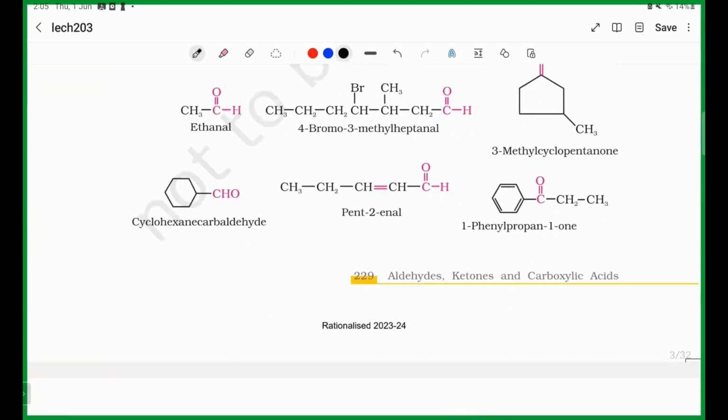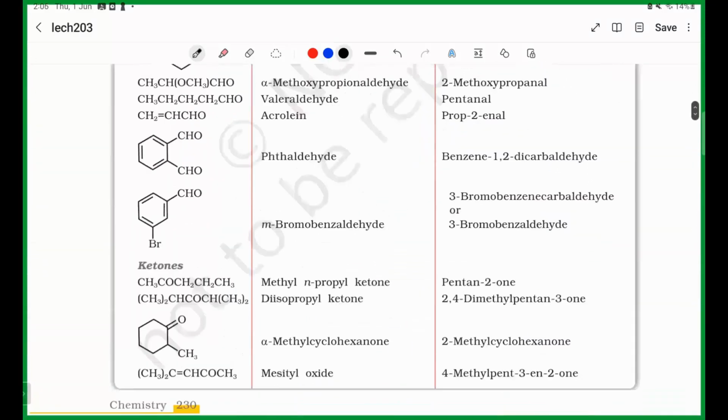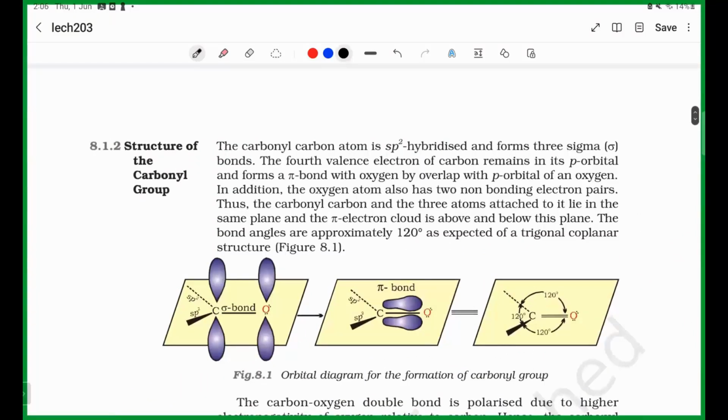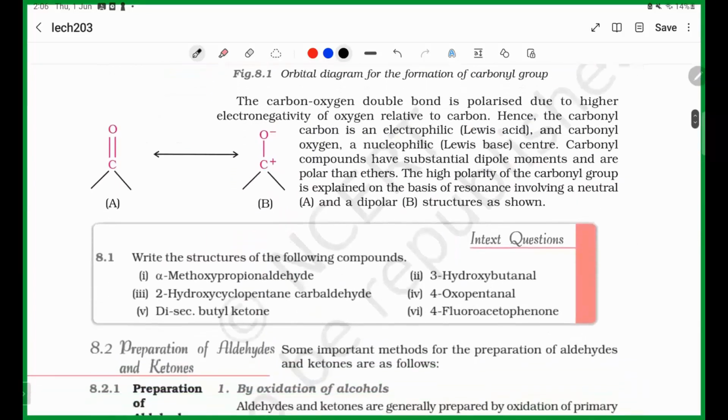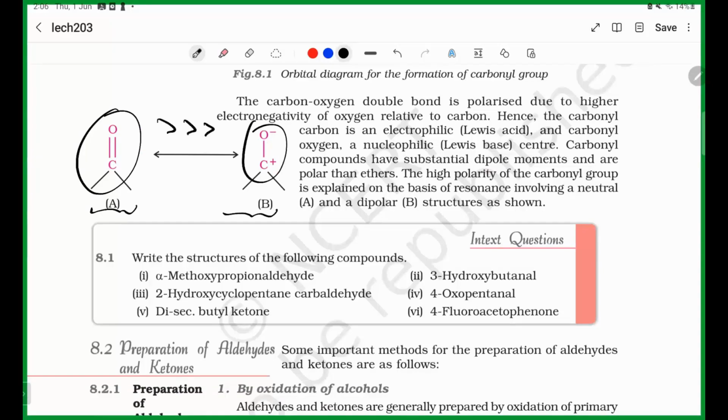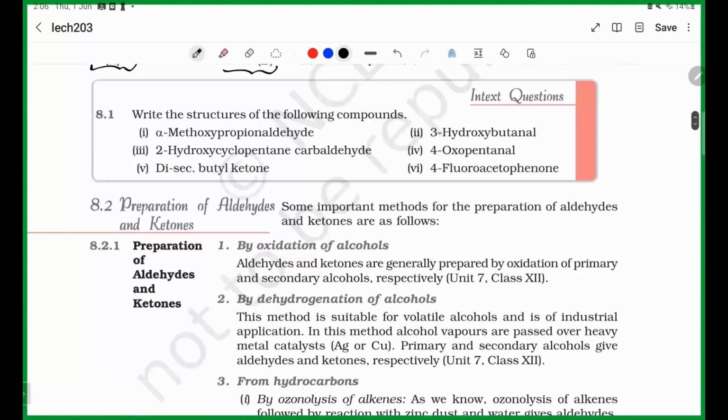So now this shows what the structure of the carbonyl group is. Since it's a double bond, this carbon has to be sp2 hybridized. It means that the carbon oxygen double bond group has to be planar. That's an important thing. Then you have two different canonical forms, which form a resonance hybrid. However, this form is far more preferred than this form because it has no charge separation.